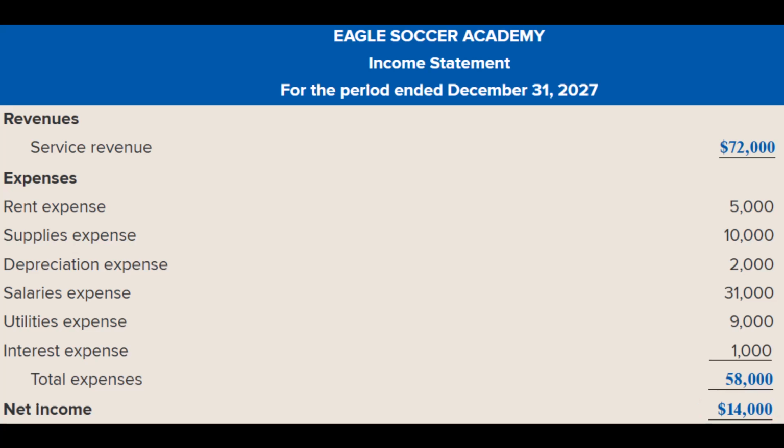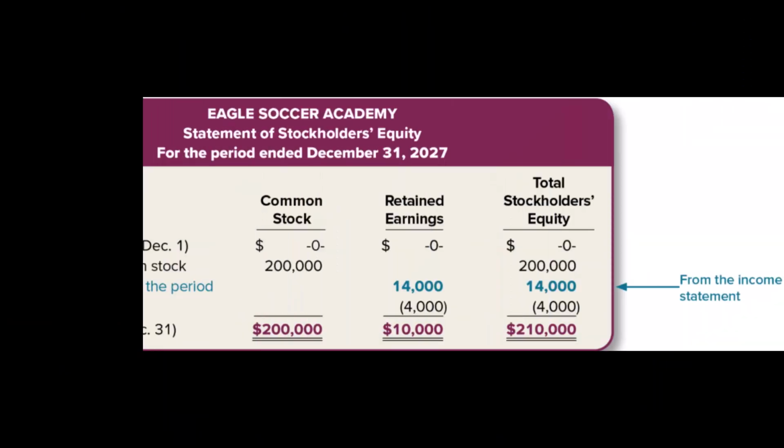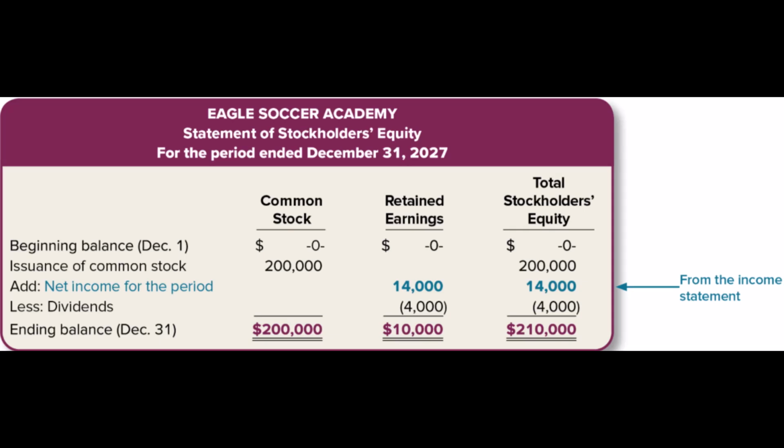The income statement shows the company's performance over an interval of time. Next, we prepare the statement of stockholders' equity. This statement explains the changes in the equity accounts during the period. We start with the beginning balance, add the net income we just calculated, and subtract any dividends paid. That $14,000 in net income flows directly from the income statement into this one. This gives us our ending retained earnings balance of $10,000.